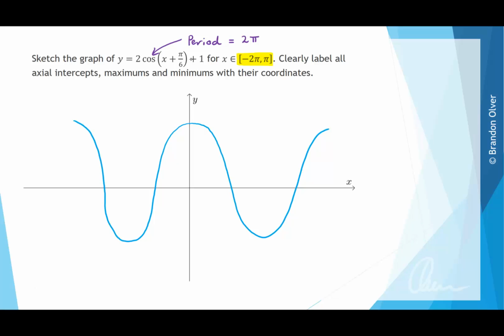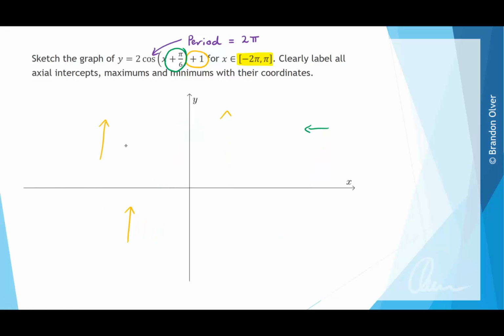And now what's going to happen is this plus 1 will translate it 1 unit in the positive y direction. So every point on here will move up by 1 unit. And then the graph will also be translated pi on 6 units in the negative x direction. So it's going to be translated pi on 6 units in this direction. So I'll get rid of that, but keep that in mind as we sketch the next part of the graph.